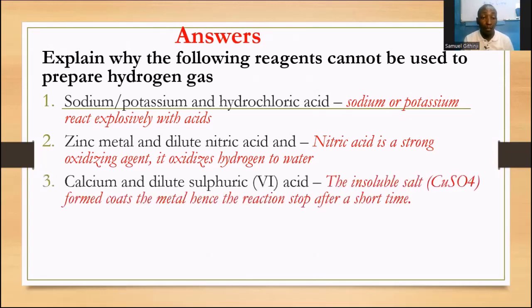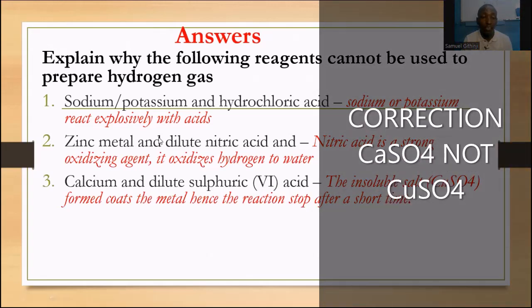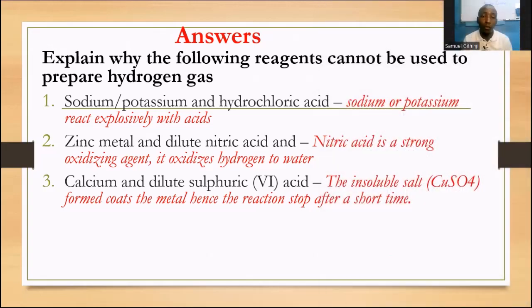Then sulfuric acid and calcium: that reaction leads to formation of an insoluble salt, calcium sulfate. My students, these are very common questions they will ask you. It's not just for calcium and sulfuric acid, this reaction will keep on repeating. Anytime you have a solid and a solution reacting to form an insoluble salt, the insoluble salt formed covers the metal, and of course the reaction stops because the metal is no longer in contact with the acid. So that is not appropriate, but the answer is there, you can read.